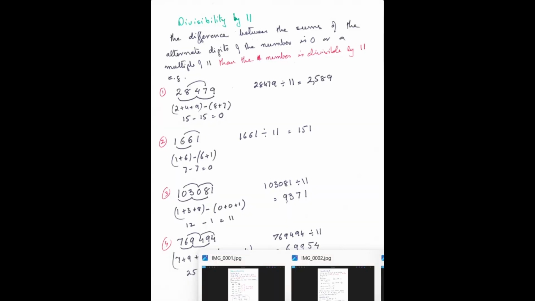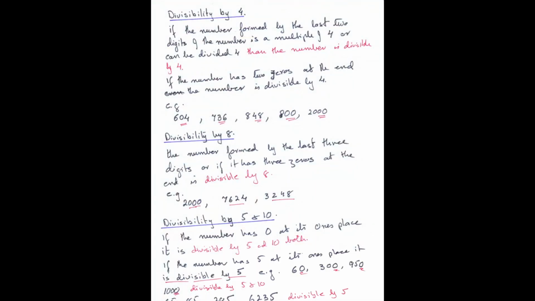Now we are going to study the divisibility by 4, 8, 5 and 10. 4 and 8 again have some resemblance with each other. For 4, if the number formed by the last two digits of a number is a multiple of 4, then the number is divisible by 4. If the number has two zeros at the end, the number is divisible by 4. I have given you the examples: 604, 736, 848, 800, 2000. So these numbers can be divided by 4.